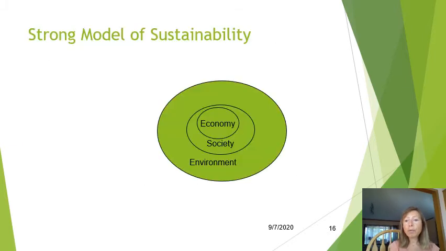So the strong model of sustainability really emphasizes the primary importance of environmental sustainability, which is an important prerequisite for societal sustainability. We cannot have a healthy society without a healthy environment, and this is in turn a prerequisite for a sustainable economy, because again it's impossible to have economic development without a healthy society and without reliance on the environment.